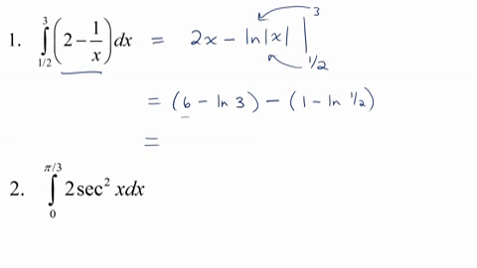Here we have a positive 6, and here we have a minus 1, giving us positive 5. And negative natural log 3 plus the natural log of 1/2 can be simplified to minus natural log 6. So the answer to number 1 is 5 minus natural log 6.